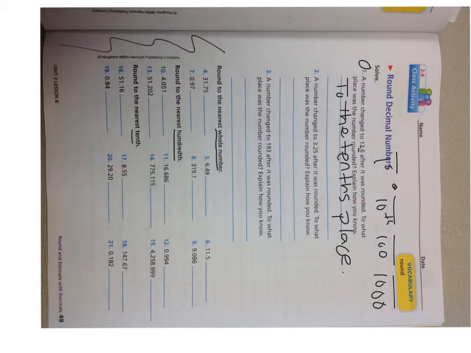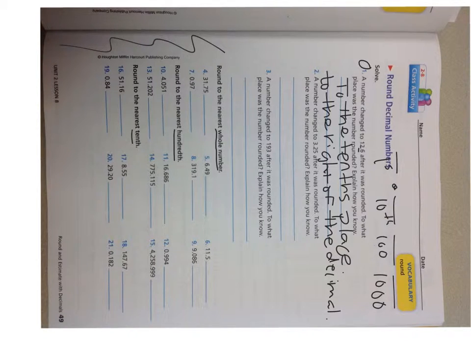And you know this because the tenths place is to the right of the decimal. So we could write to the right of the decimal.